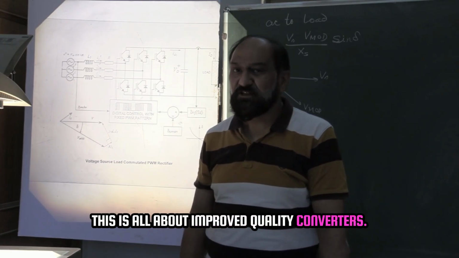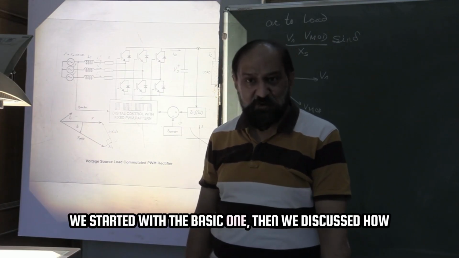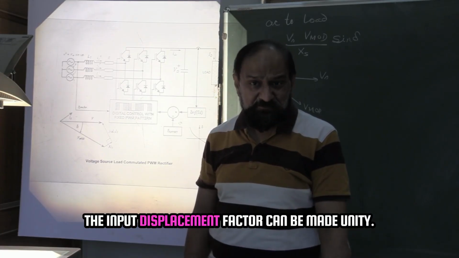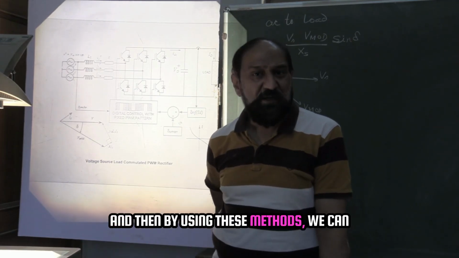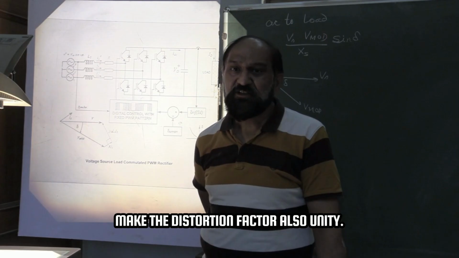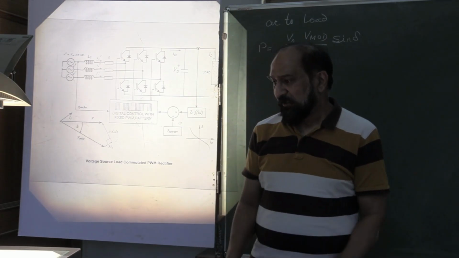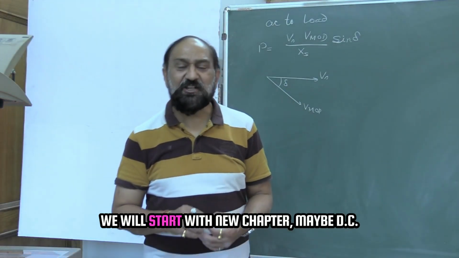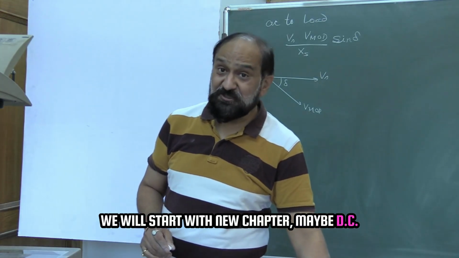This is all about improved quality converters. We started with the basic one, then we discussed how the input displacement factor can be made unity, and then by using these methods we can make the distortion factor also unity, thus the overall input power factor becomes unity. This is all about this converter. From the next class we will start with a new chapter, maybe DC to DC converter.